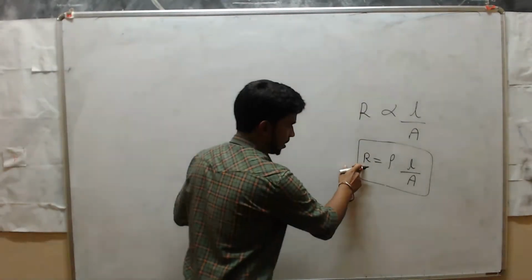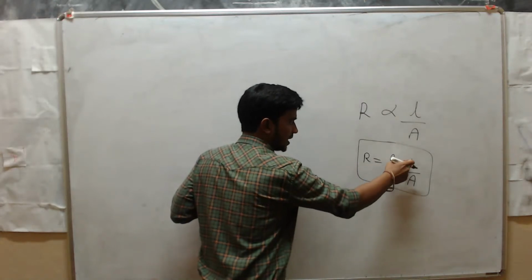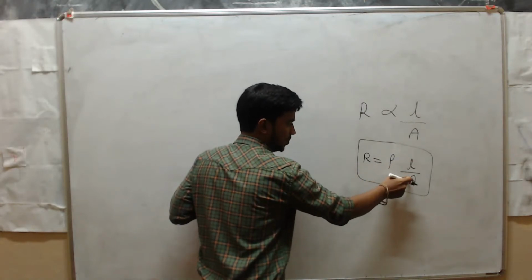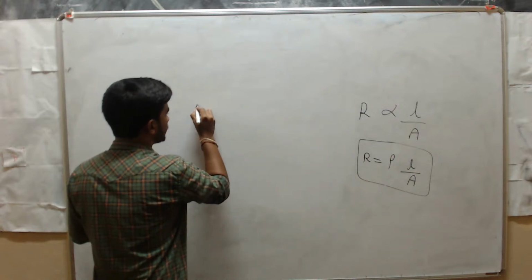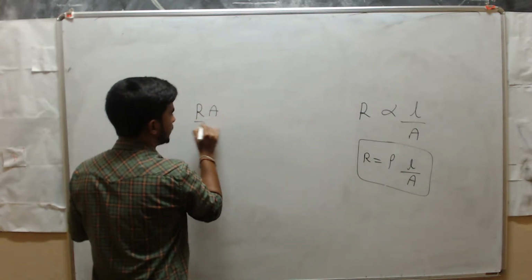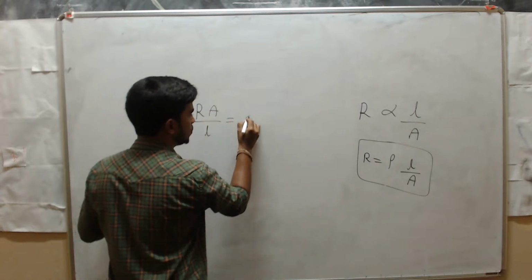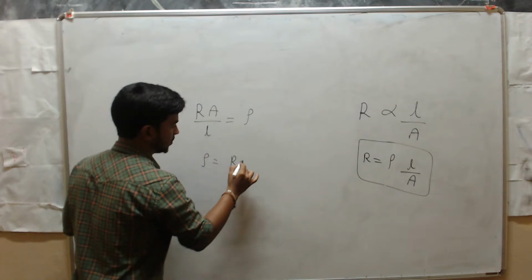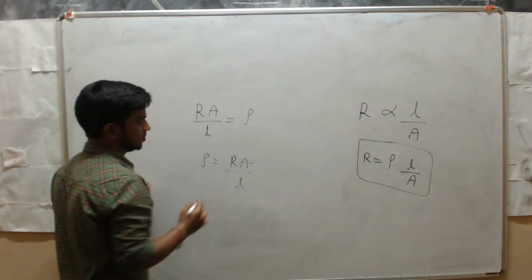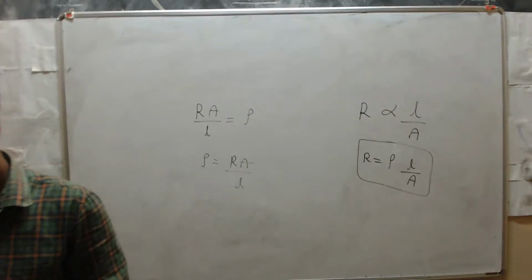So here, R means resistance, rho means resistivity, L is length and A is area. First I will bring the area and length to this side. See here: R into area divided by length is equal to rho, or rho is equal to R into area divided by L.